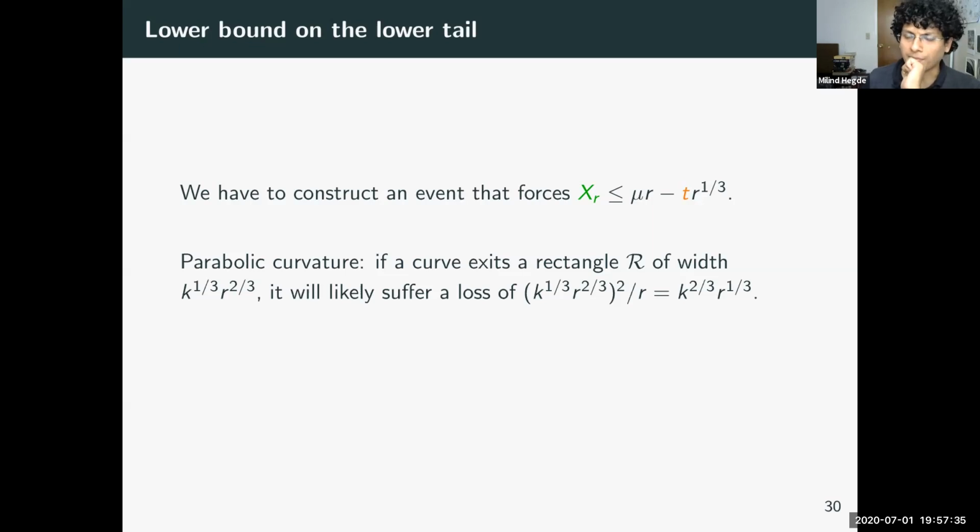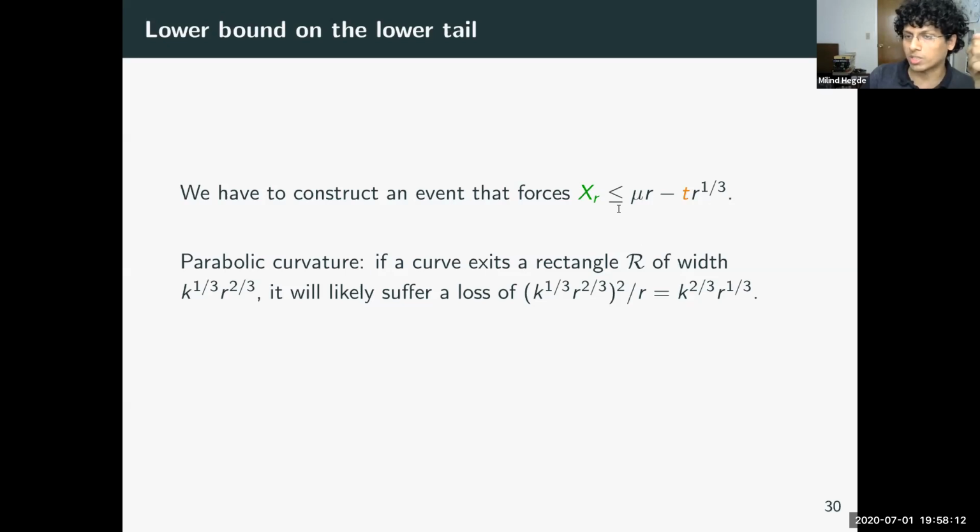Notice that any path which has transversal fluctuation greater than k to the 1/3 times r to the 2/3 is going to suffer a parabolic loss. And the parabolic loss is exactly (k to the 1/3 r to the 2/3) squared divided by r, which is k to the 2/3 r to the 4/3 divided by r, which is k to the 2/3 r to the 1/3. What this means is that any path which exits this rectangle R of this width is going to suffer a loss of t. Remember, k to the 2/3 is roughly t.